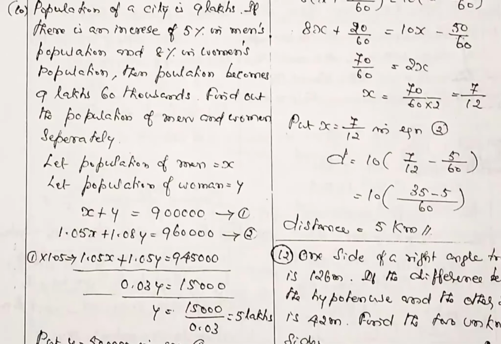First equation is X plus Y is equal to 9 lakhs. Men, women population. 5% increased population means 5% is 0.05. 8% women's population means 0.08. Already 100% is available. So 1.05x plus 1.08y is equal to 9,60,000. Then simplify it, x and y you will get.